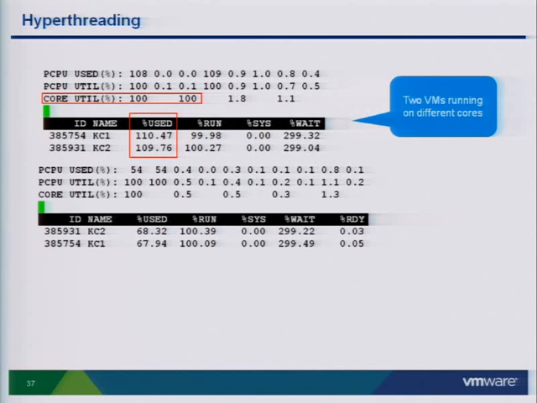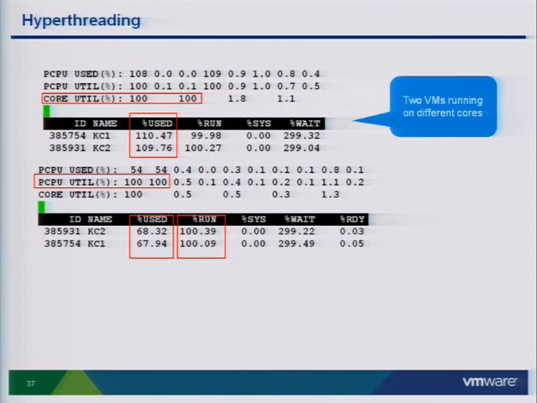But this is a crafted example. I set CPU affinity, and I made both the VMs run on the logical CPUs of the same core. So here, both the VMs are running 100% of the time, but percentage used is less. Now, in the previous slide, I said if percentage run and percentage used don't match, it means your clock frequency could be scaled down, right? But in this case, clock frequency is not scaled down, but you still see the percentage used drop.